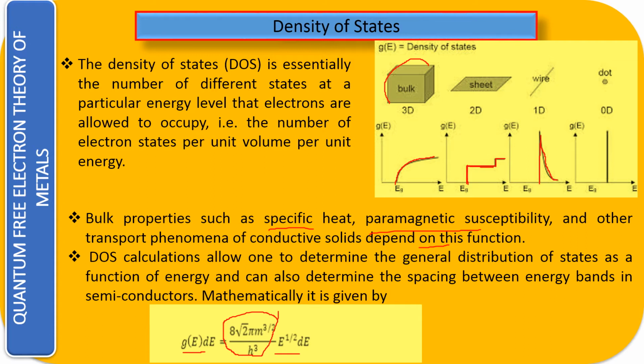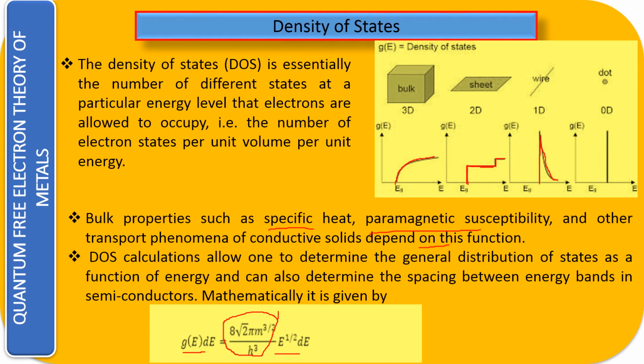Right. Anyway, here we are going to deal with only the E to the power 1 by 2. That is, we are going to take only the bulk material. So this value we are going to use, that is G(E)dE equal to 8 root under 2 pi m to the power 3 by 2 over h cube E to the power 1 by 2 dE. This is your number of energy states, right, or density of states per unit volume, right.